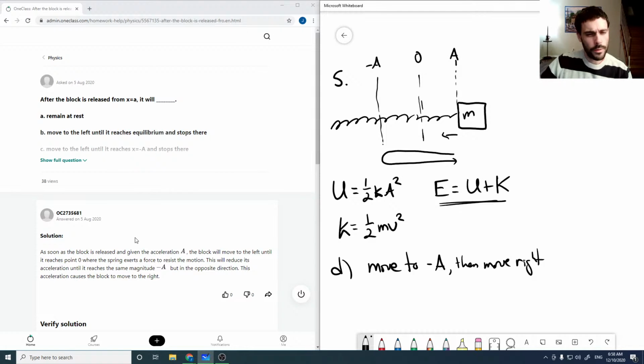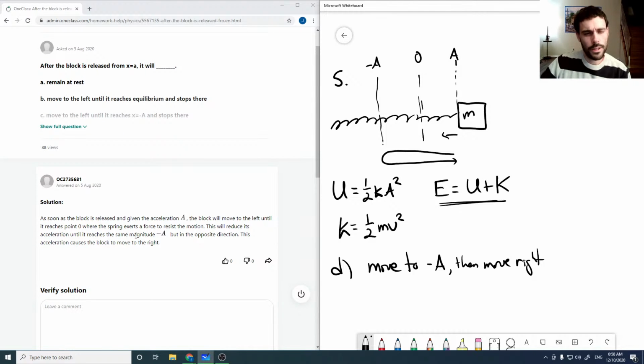As soon as the block is released and given the acceleration a, the block will move to the left until it reaches point 0, where the spring exerts a force. This will reduce this acceleration until it reaches the same magnitude minus a, but this acceleration causes the block to move to the right.